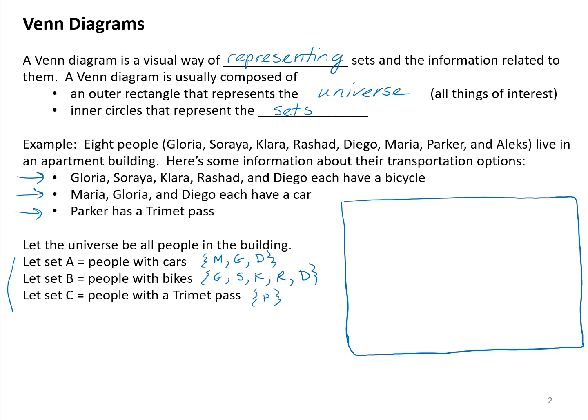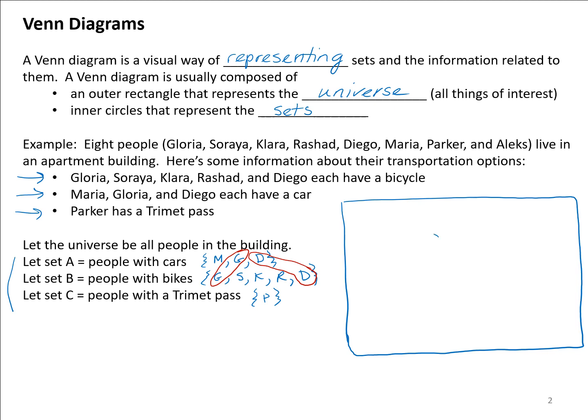Now, one thing to note is that we have a little bit of overlap. Gloria has both a car and a bike, and we can see that Diego has both a car and a bike. So there are some people that are in 2 sets instead of just a single set. So when I go to draw the circles that represent people, and in particular people with cars, people with bikes, and people with TriMet passes, I want to acknowledge when I have overlap between those sets, or people that would be in both, because what we want to do in our Venn diagram is only write each person exactly once.